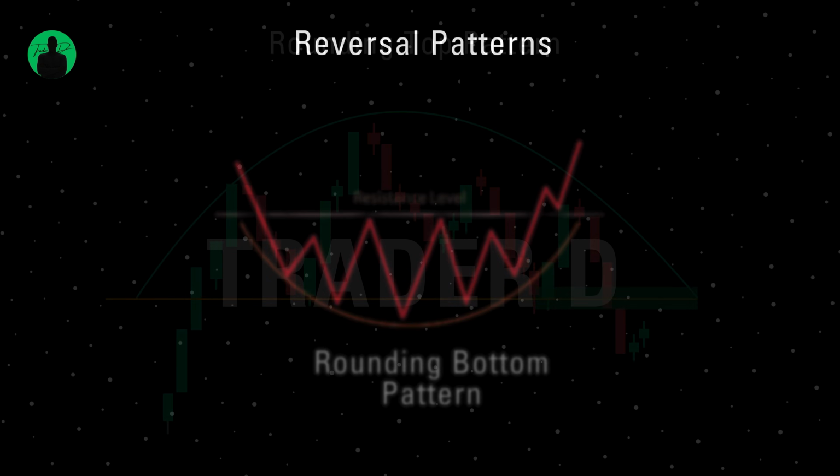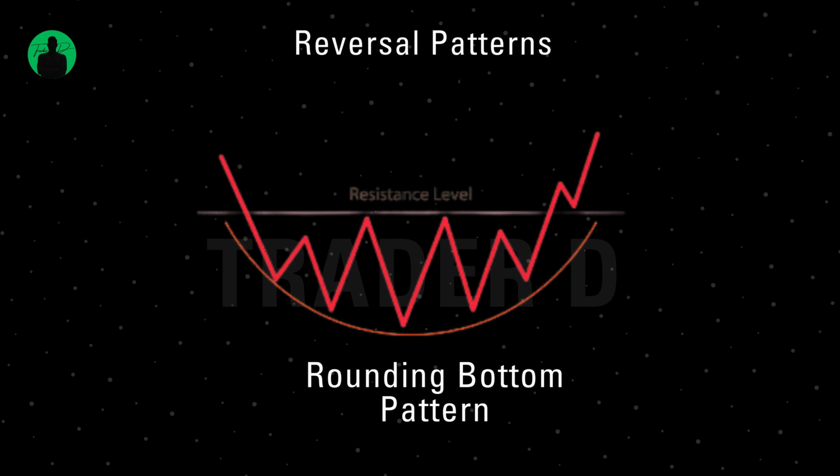The rounding bottom is a bullish reversal pattern that forms after a downtrend. It looks like a smooth, rounded arc, indicating that sellers are losing strength, and the market is likely to reverse into an uptrend. This pattern shows a gradual shift in market sentiment from bearish to bullish.